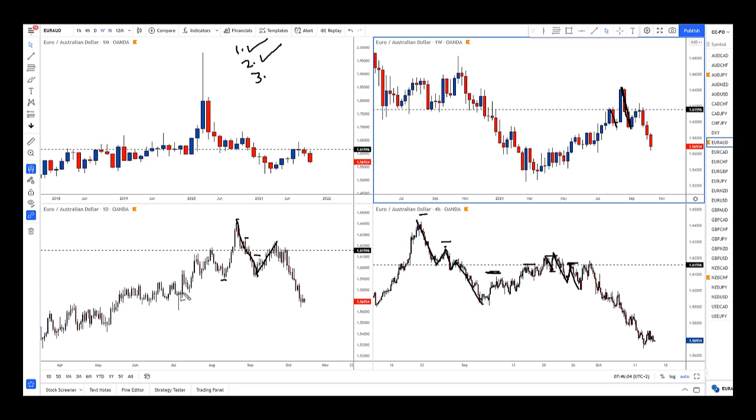Okay, and this looks very juicy on a daily chart as well. You might say that this is a daily head and shoulders. Well, I have specific rules for that. So this is how we trade it. So let's go through the Euro Aussie and go through the steps.